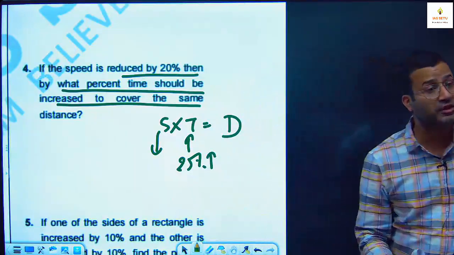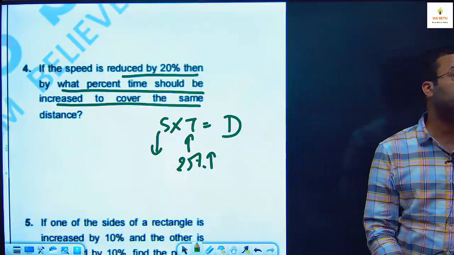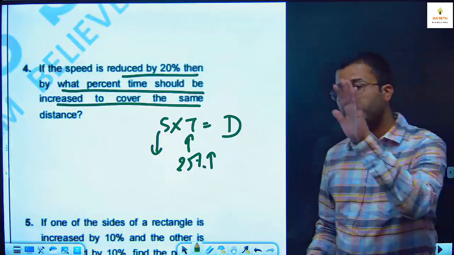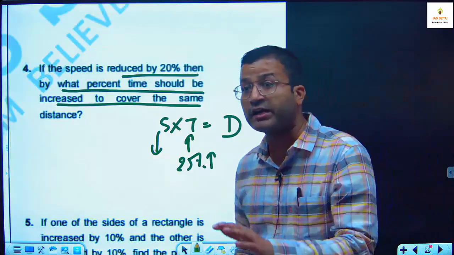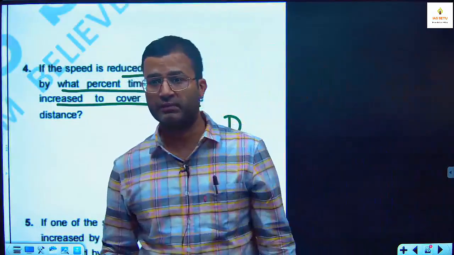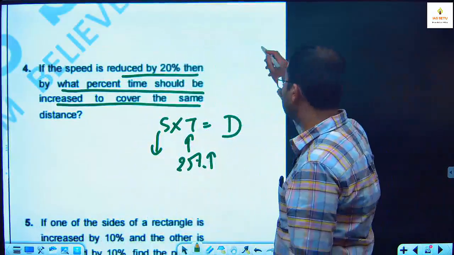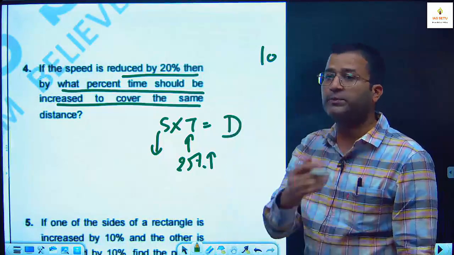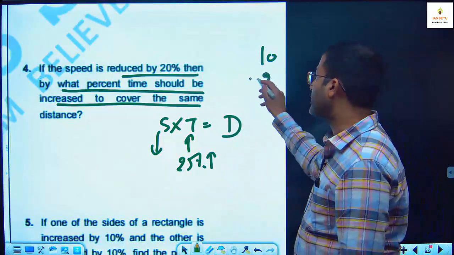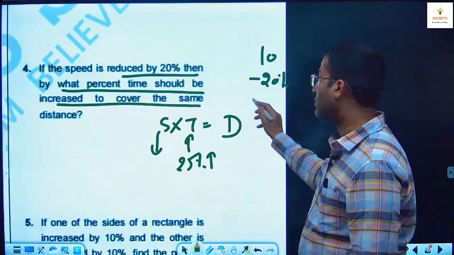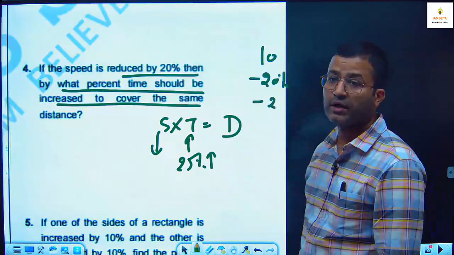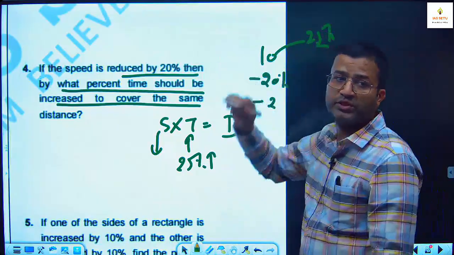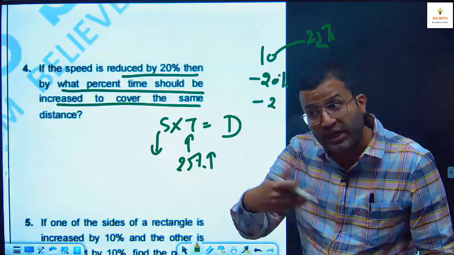If I have to cover the same distance, I need 25% extra time. If I reduce my speed by 20%, I need 25% extra time. अगर मैं एक लेक्चर में 10 क्वेश्चन डिस्कस कर रहा हूं, and if I reduce my speed by 20%, मतलब अगर मैं 2 क्वेश्चन कम डिस्कस कर पा रहा हूं, I need 25% extra time to compensate that. मुझे 25% एक्स्ट्रा टाइम लगेगा.